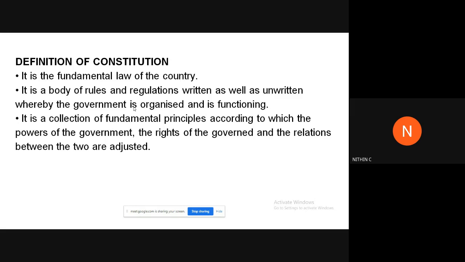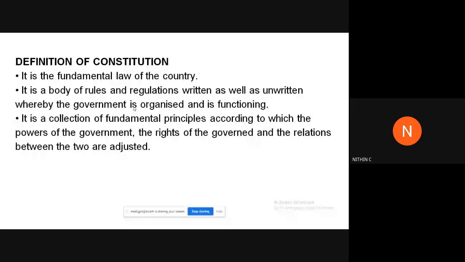So as a whole, all the definitions say just one thing. You can state the Constitution as a body, or a book, which contains the rules and regulations whereby the government is organized and how the government functions. It contains certain principles according to which the powers of the government are distributed, what the rights of the people who are being governed are, and the relationship between the government and the people.